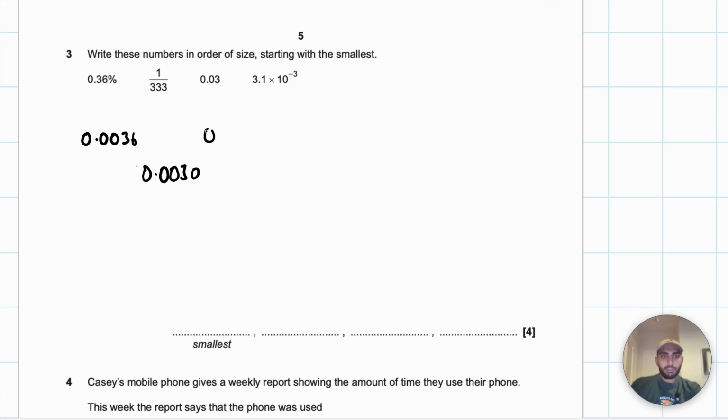This is already a decimal. This one is in standard form. This negative is telling me how many zeros are at the start of the number. I've got 3 zeros, 1, 2, 3, and I need a decimal there. And then I'll have this 3, 1, and now I can order them.